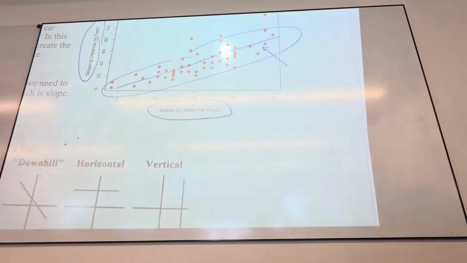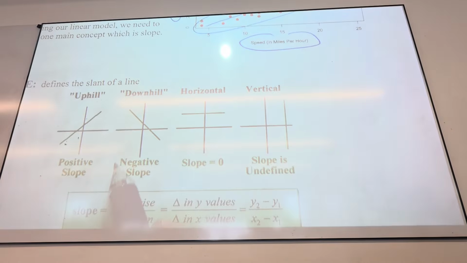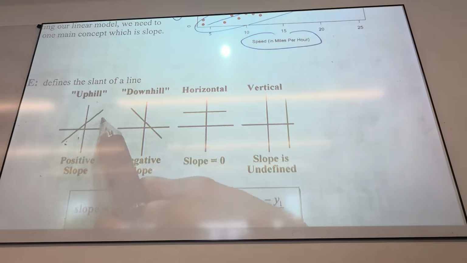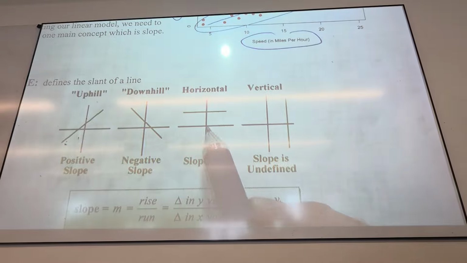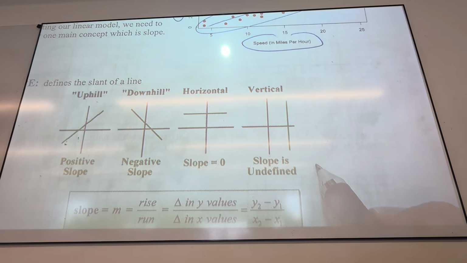Okay. One thing I forgot to say, but I think we've kind of said this. That's a positive slope, a negative slope. This kind of slope is flat, so it's zero slope. And this, you either can call it undefined or you can call it infinite.